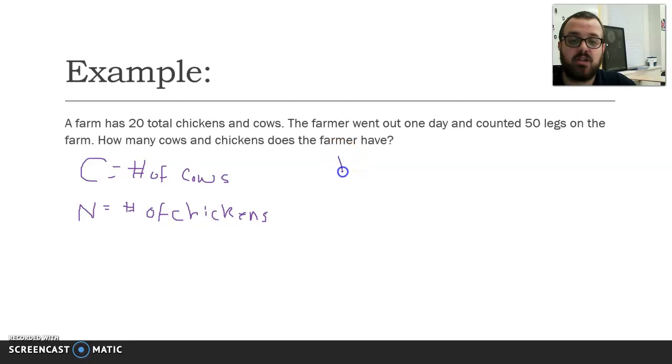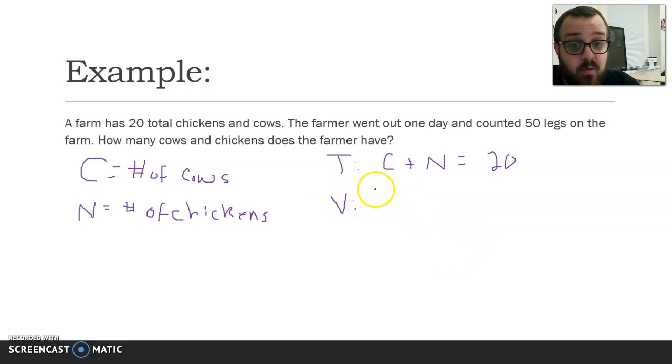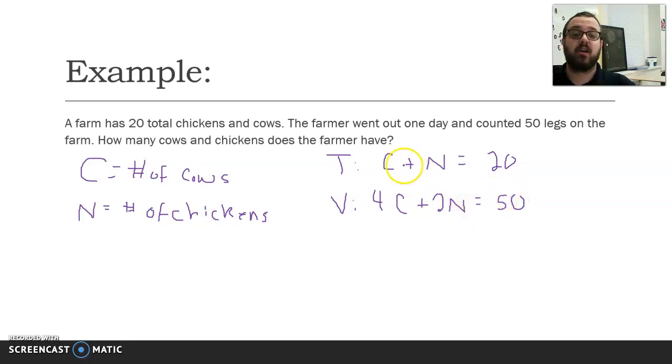Okay, total equation. Once again, it's going to be my number of cows plus my number of chickens is going to equal 20. I know I got 20 animals on my farm. In terms of my value equation, all right, well, how many legs does a cow have? Well, I think a cow has 4 legs, so it's going to be 4 times the number of cows. How many legs does a chicken have? I'm pretty sure they have 2. So it's going to be 2 times the number of chickens, and that should equal the 50 legs that I'm counting, all right? Once again, I'll use elimination.